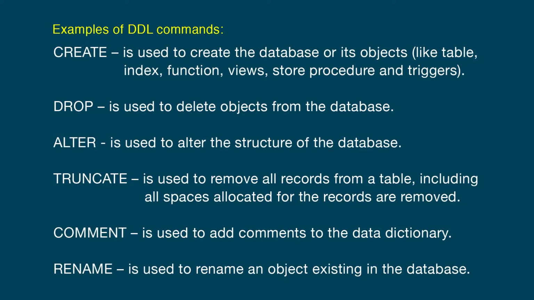Examples of DDL commands: create is used to create the database or its objects like table, index, function, views, stored procedure and triggers. Drop is used to delete objects from the database. Alter is used to alter the structure of the database. Truncate is used to remove all the records from a table, including all spaces allocated for the records. Comment is used to add comments to the data dictionary. Rename is used to rename an object existing in the database.